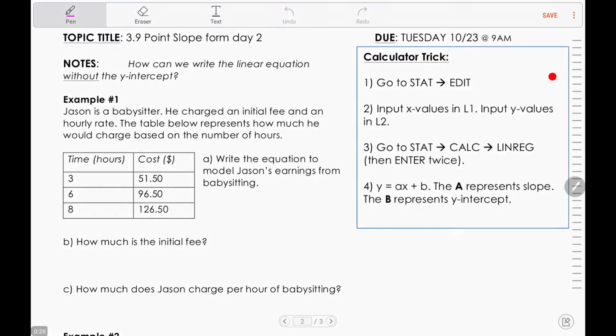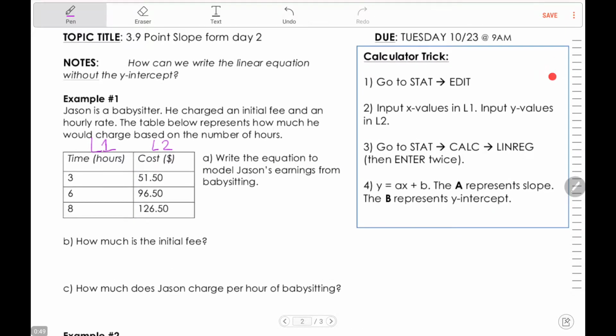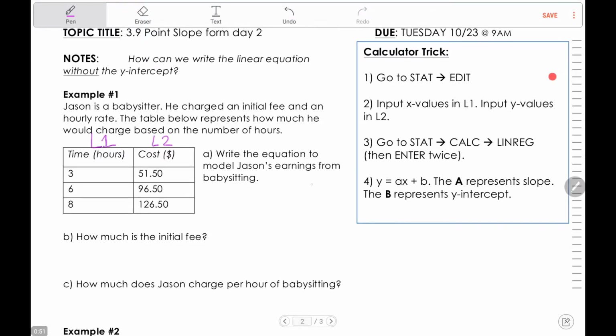So here's the table. And based on what we did in class today, you're going to be typing this in to L1 and L2 in our calculator. So if you have a graphing calculator, go ahead and do that now. All right, great. So part A says to write the equation to model Jason's earnings from babysitting.